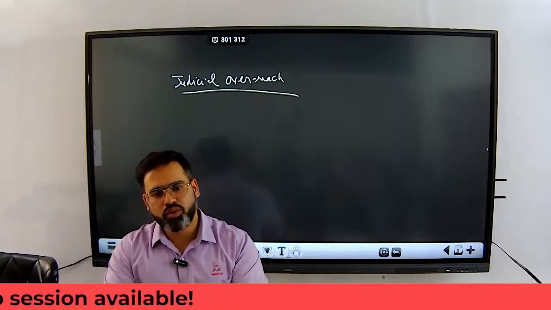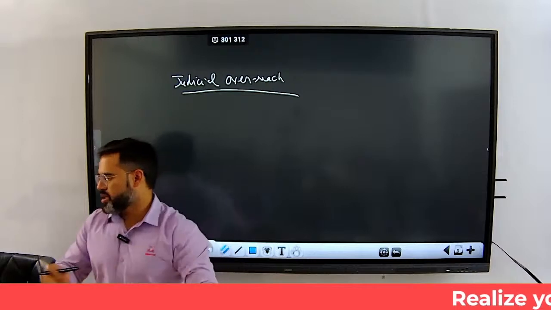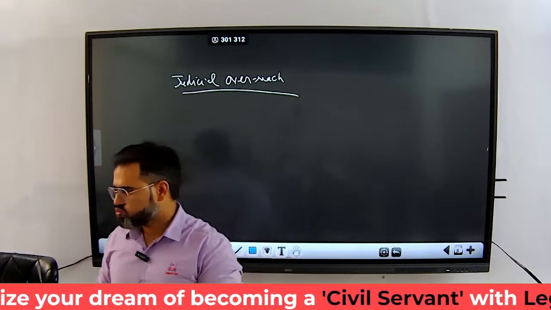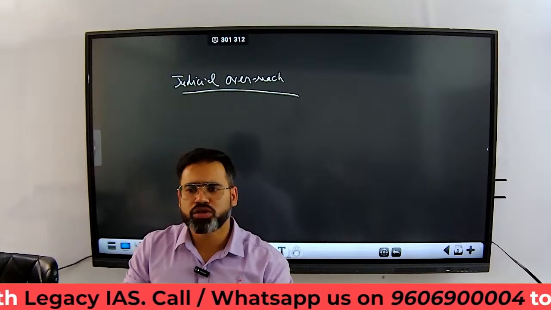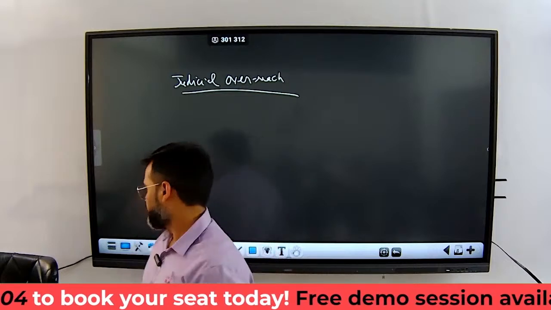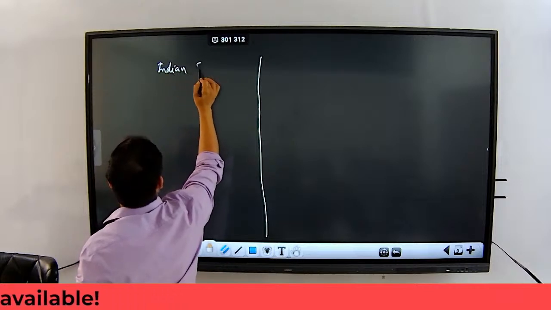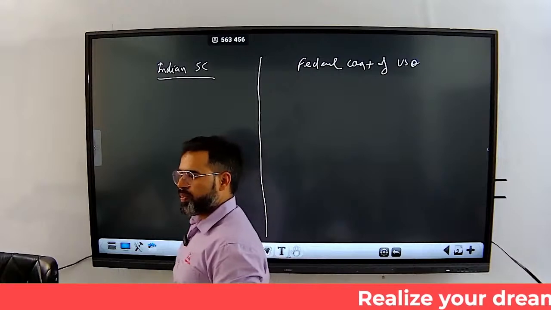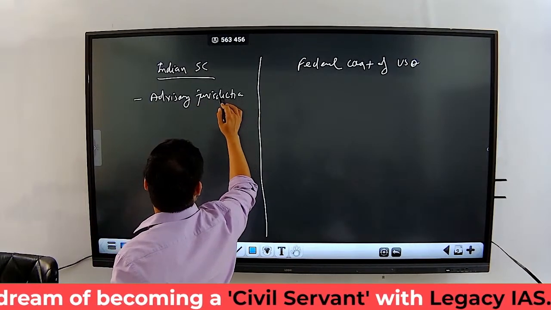Now comes the difference between the Indian Supreme Court and the USA Supreme Court. The USA Supreme Court is basically known as the Federal Court of America. This is the Indian Supreme Court, and this is the Federal Court of USA. The first difference is that the Indian Supreme Court has advisory jurisdiction. They do not have this.